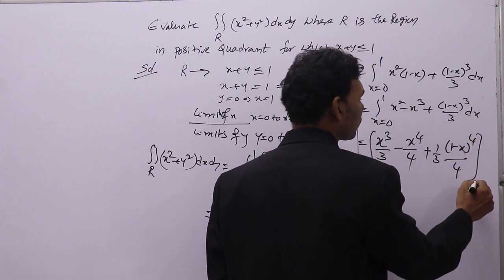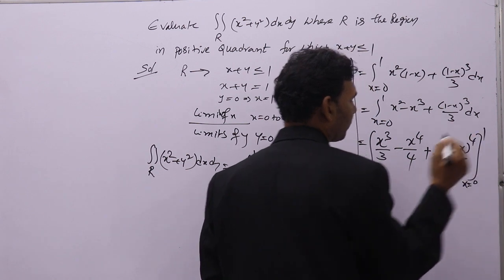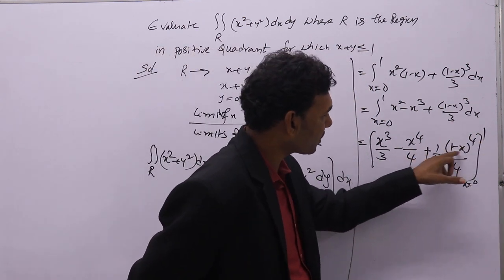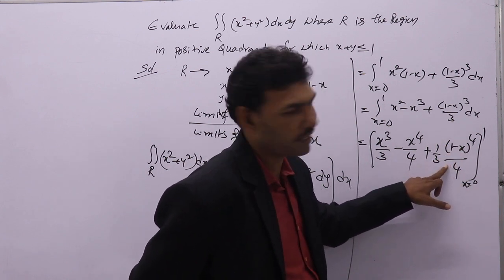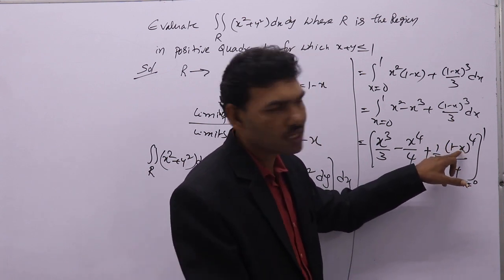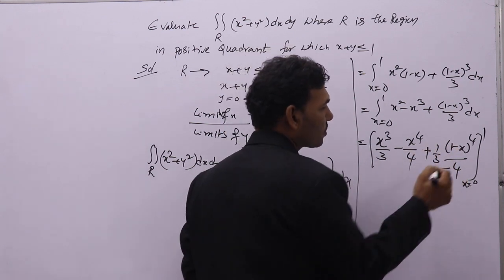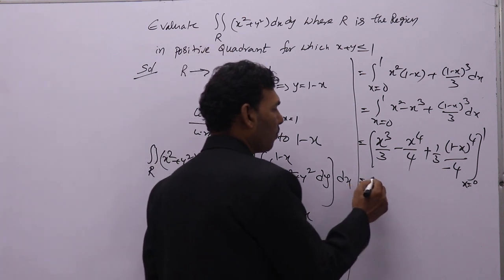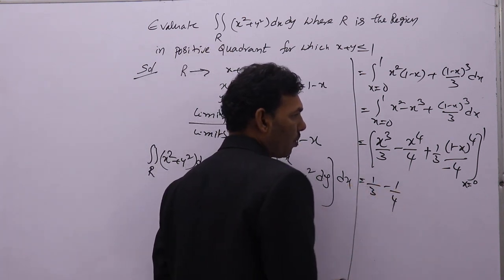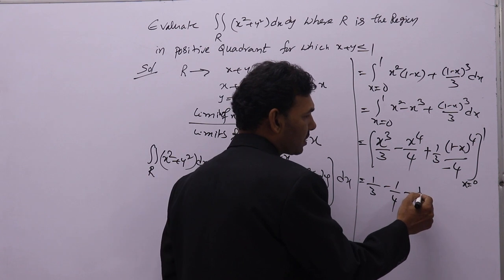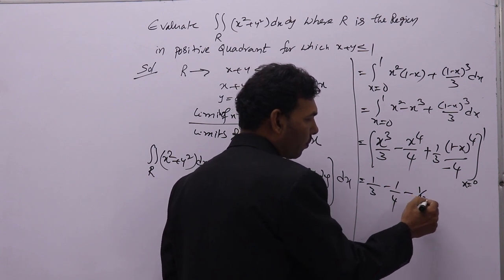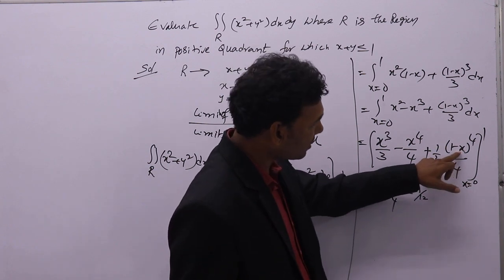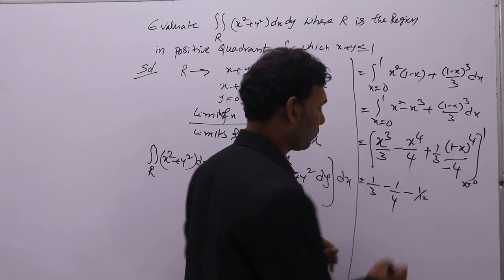And one thing you should not forget: after integrating, you need to write the differentiation of the inner term in the denominator. Differentiation of 1 is 0, differentiation of x is 1. So minus 1 you will get. Now write 1 in the place of x, what will you get? 1 by 3 minus 1 by 4 plus into minus 1 by 12. Okay, 1 by 12. If you write 1 in the place of x, what happens? 0.